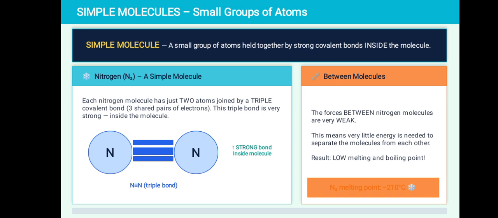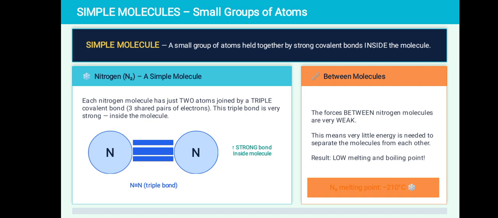Now, here is the crucial question. If the bond inside N2 is so strong, why does nitrogen have such a low melting point, that is about minus 210 degrees Celsius? The answer is about what happens between the molecules. While the bond inside each N2 molecule is very strong, the force between N2 molecules is very weak. That is why they are present in a gaseous state.